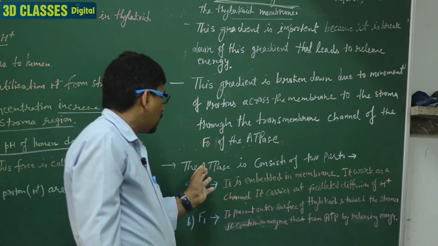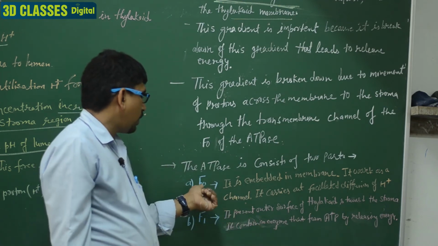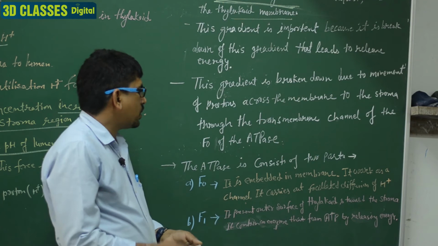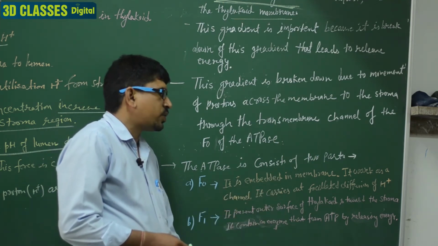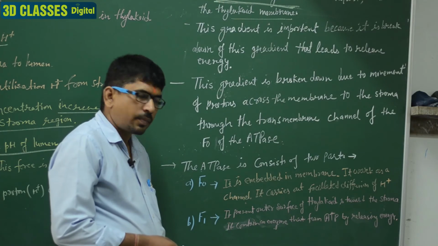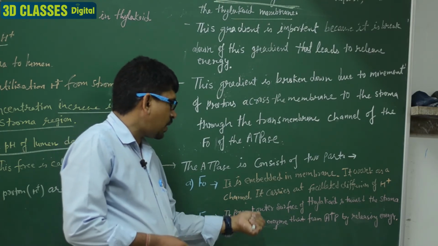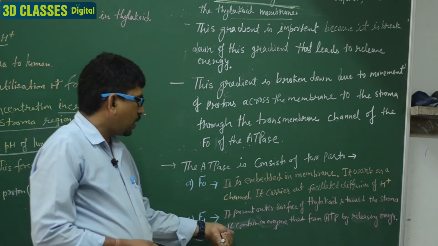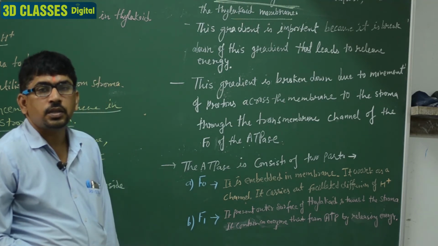And there are three words present: the ATPase enzyme, F0 and F1. So we can say the ATPase consists of two parts. The first is F0, which is embedded in the membrane and is a channel, and it carries out the faster diffusion of the protons along the gradient. Second is F1, which is present on the outer surface of the thylakoid, towards the stroma. It contains an enzyme that forms ATP by releasing energy.